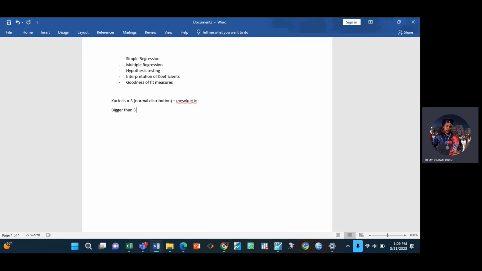But if kurtosis is bigger than 3, it means we have positive excess kurtosis. We say it is platykurtic. Platykurtosis, that's a term. If kurtosis is less than 3, we say there is negative excess kurtosis, and there is a word for it. I forgot. I will just search now and tell you.